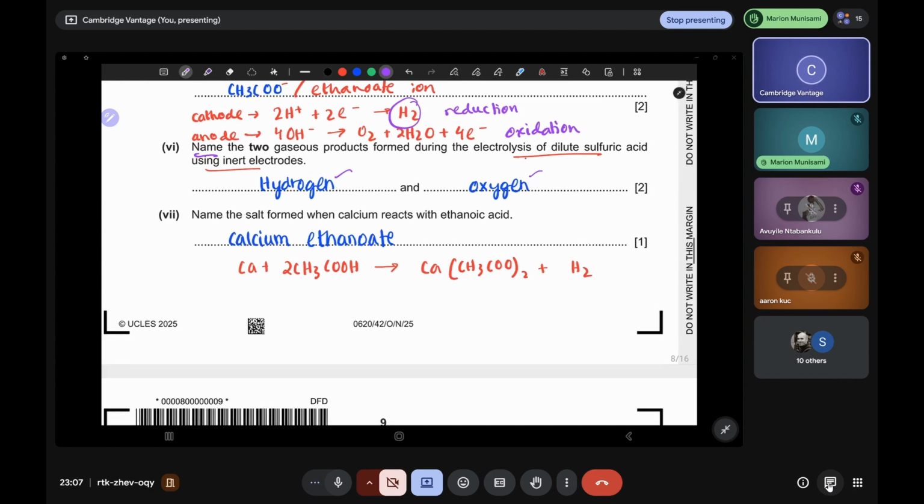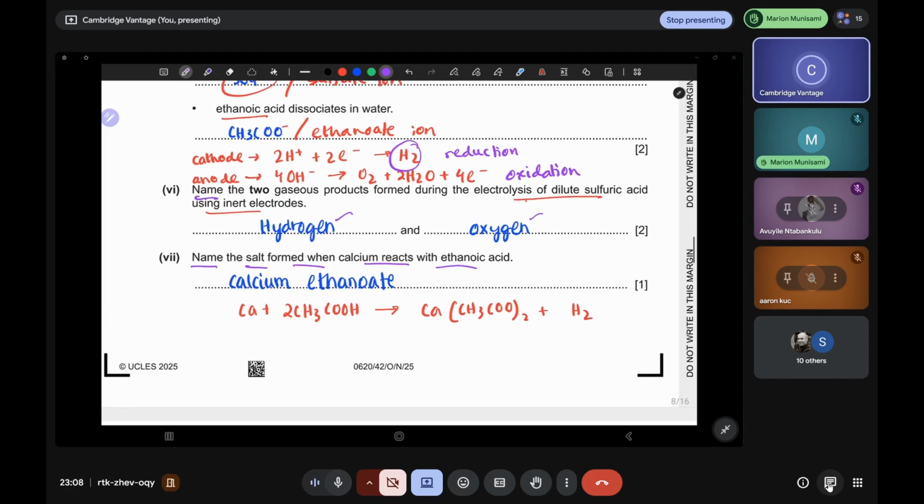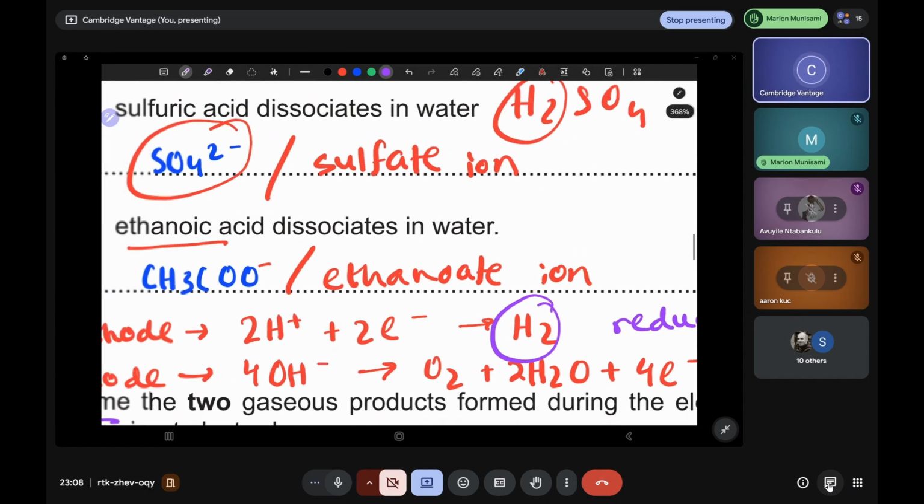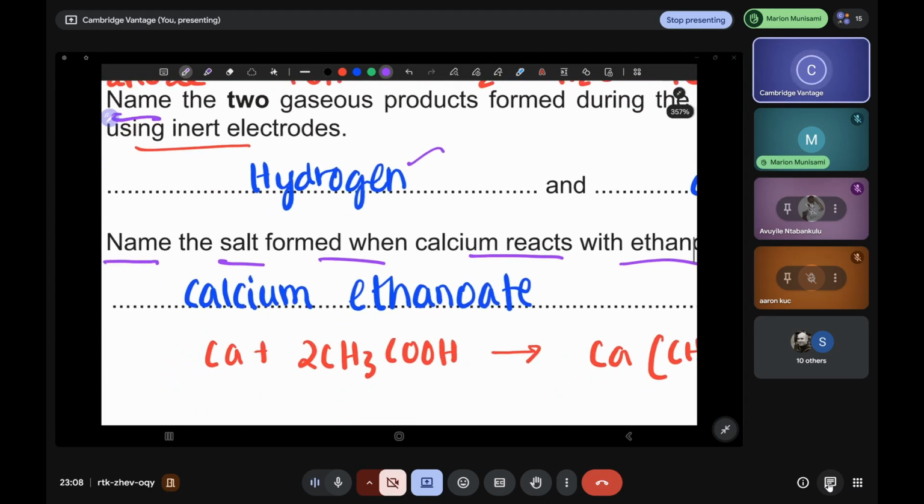And then number 7, name the salt formed when calcium reacts with ethanoic acid. They ask you to name it. You can directly write calcium ethanoate. How will you know? Because the ion is called ethanoate ion. So to name it, you write calcium ethanoate.